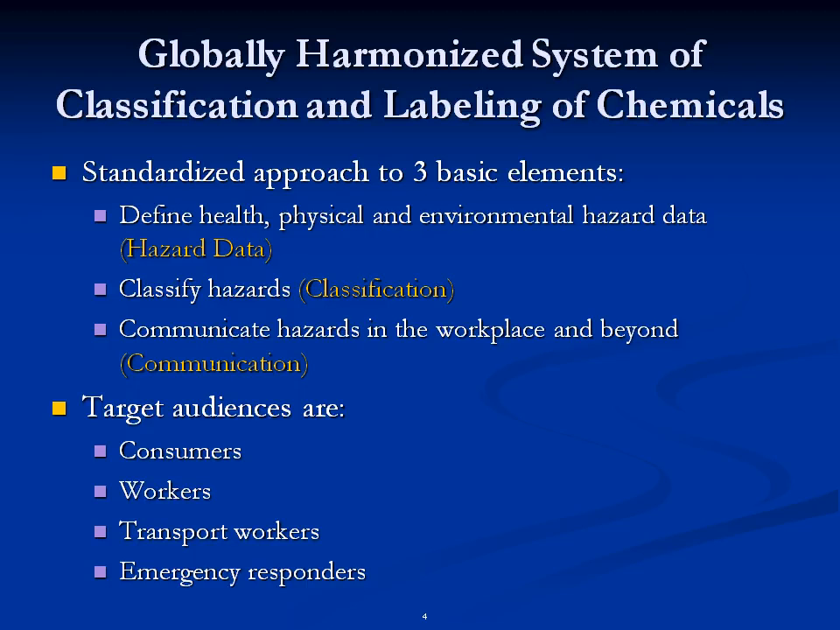For consumers, the main mechanism for communicating hazards is, of course, the product label, because they don't typically get safety data sheets. In the workplace, it's the safety data sheet in combination with the label. For transport, it's mainly markings and placards and that sort of thing to quickly communicate the nature of the hazards involved.